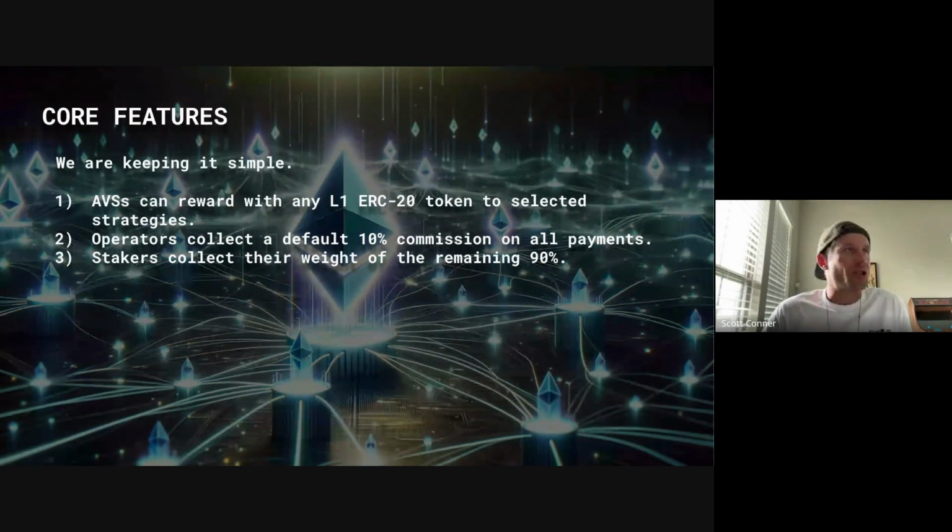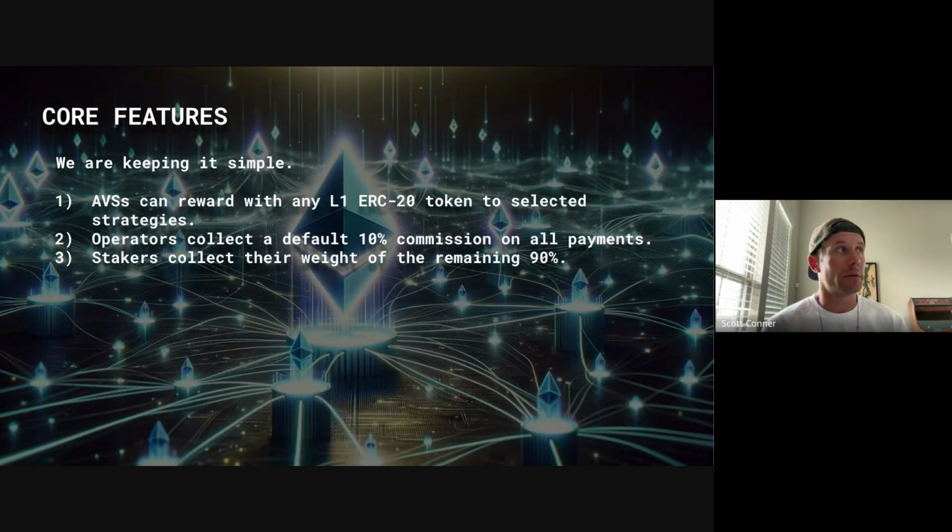So the key features here, and there are some that are missing that we will go over. AVSs can reward with what I'm calling L1 ERC20 tokens to selected strategies. The idea is all of the payments are Ethereum mainnet ERC20 token standards. So depending on the origins of your token and what network it's coming from, for this to work in this version, you will need an L1 ERC20 representation of this token.